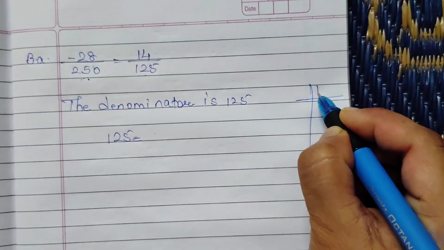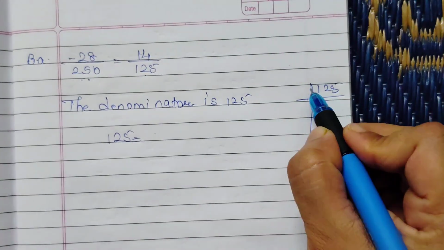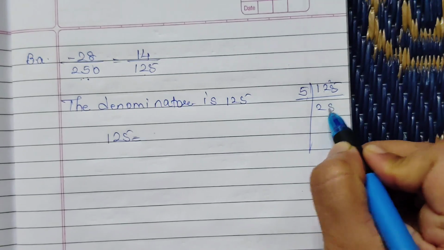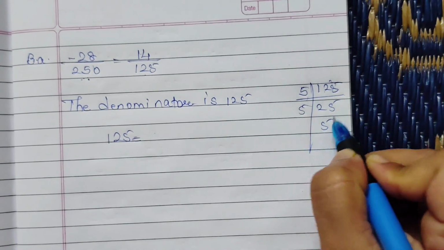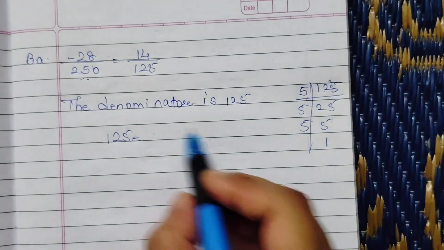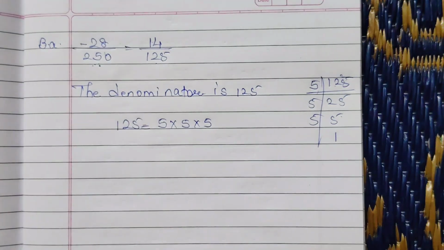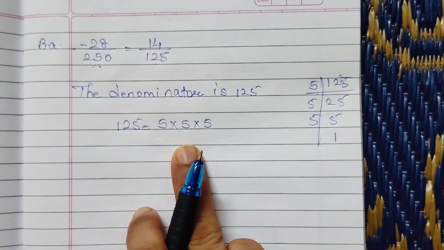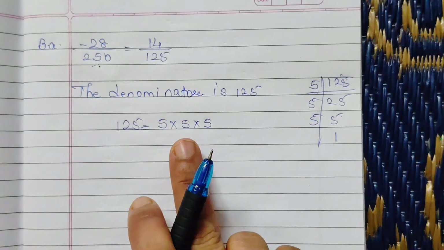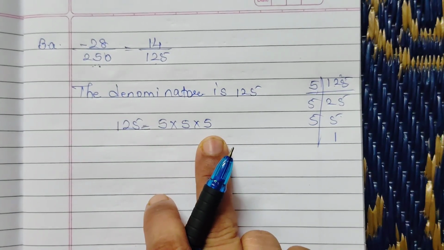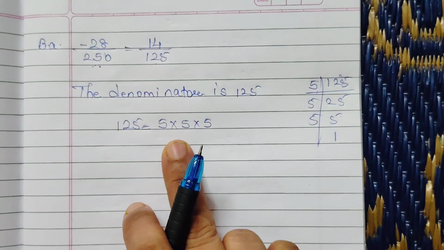So how we will do? See this, 125. So 5 table it is going. 5 2s are 10, 2 carry, 5 5s are 25. Here 5 5s are 25, 5 1s are 5. So what we got? 5 into 5 into 5, right? So only 5 is there. Okay. So what is the criteria? The factor must have either 2 or 5 or both, but no other number. So we have 5 here.